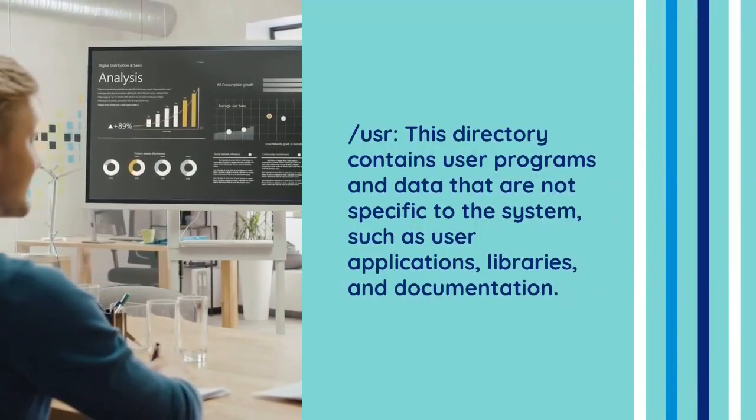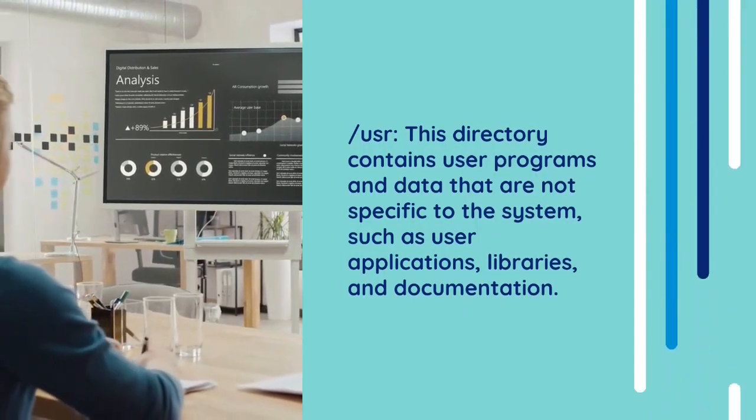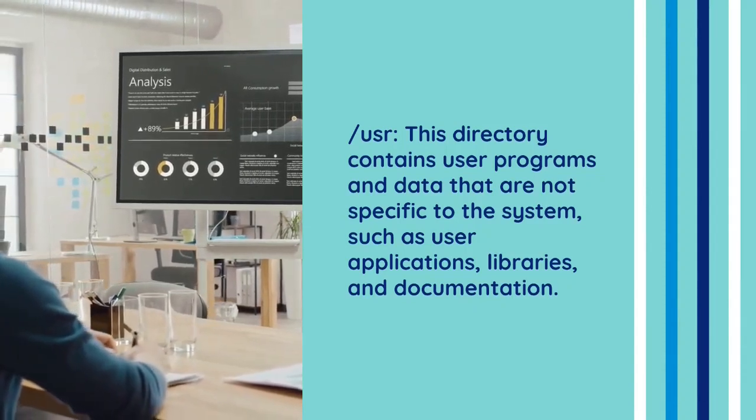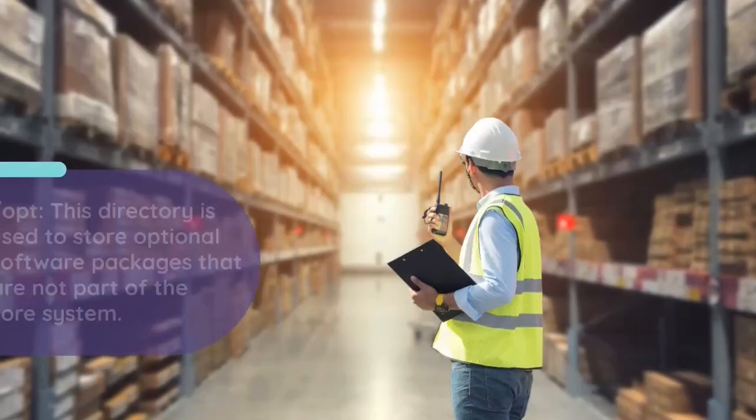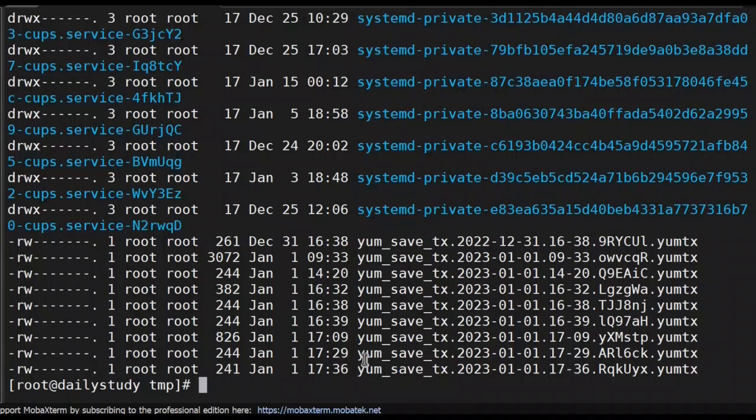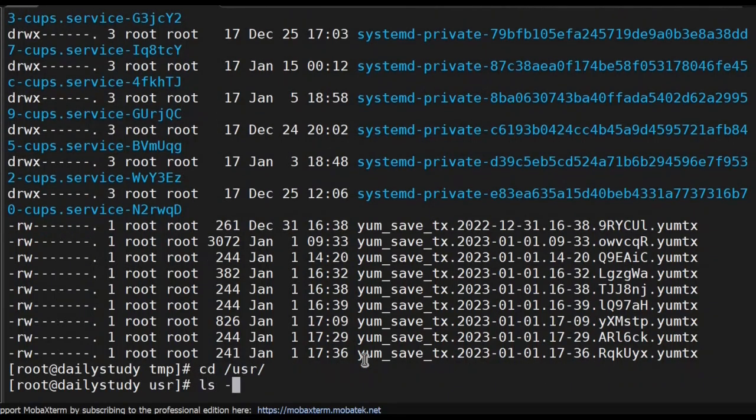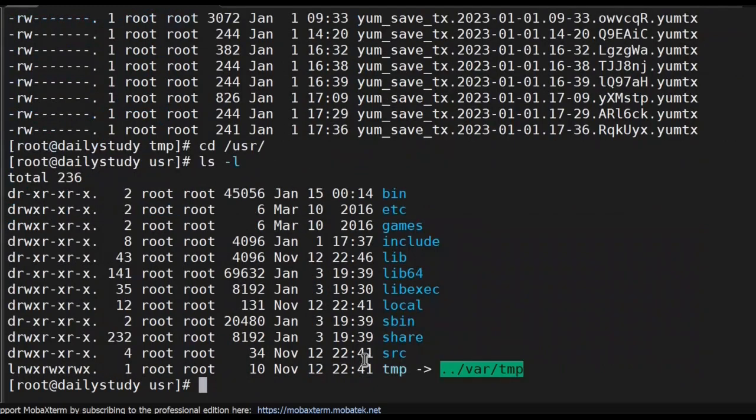/usr: this directory contains user programs and data that are not specified in the system, such as user application libraries. Then we are having cd /usr. So this directory contains user programs and data that are not specified by the system, such as user application libraries. Okay, so whatever is not specified to the system comes to /usr.